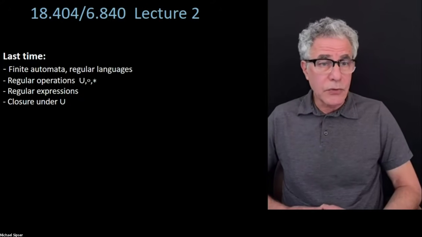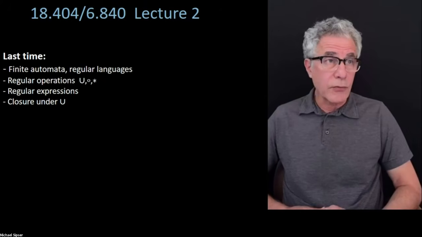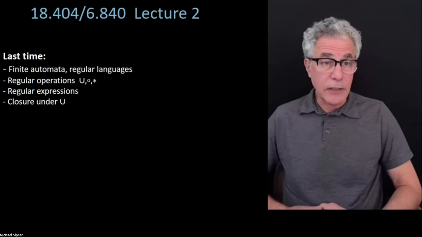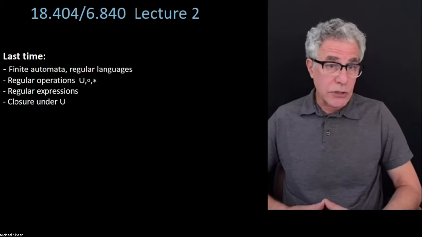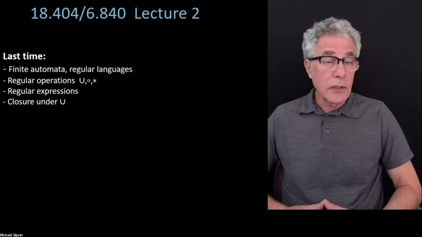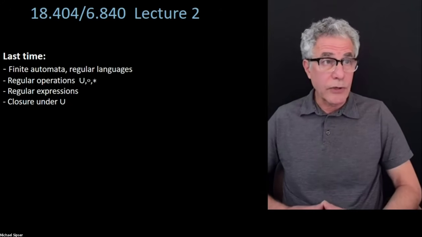So to move in that direction, we're going to prove closure properties for the class of regular languages over these regular operations. We already showed that any two regular languages have their union also being regular, and we'll show that for the other two operations as well.